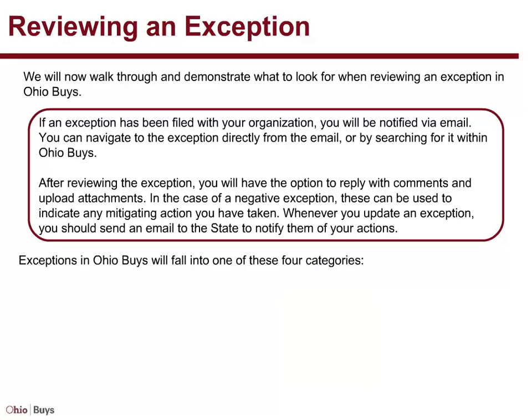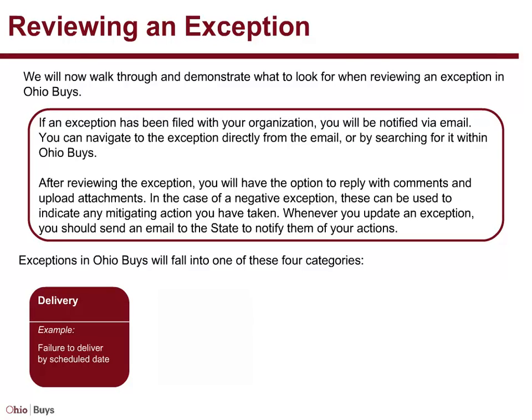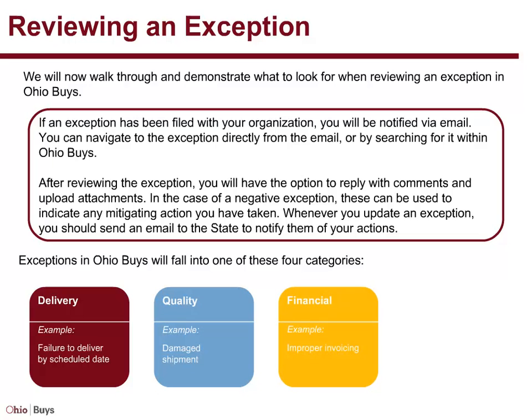Exceptions in Ohio Buys will fall into one of these four categories. Delivery. For example, failure to deliver by a scheduled date. Quality. For example, damaged shipments. Financial. For example, improper invoicing. And customer service. For example, a highly responsive supplier. This is an example of a positive exception.